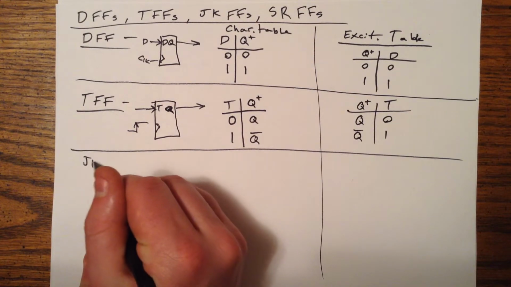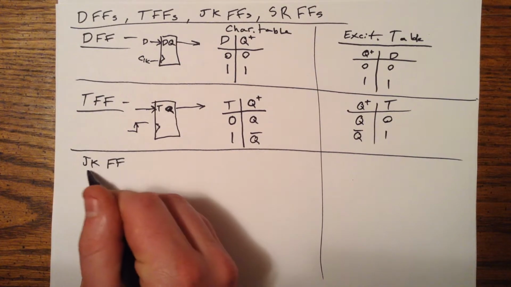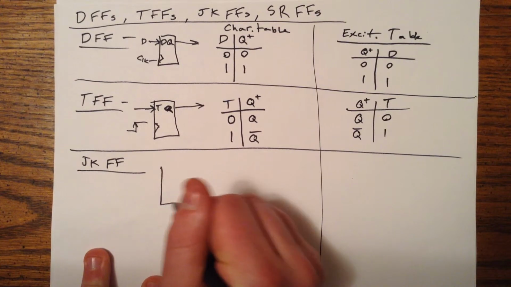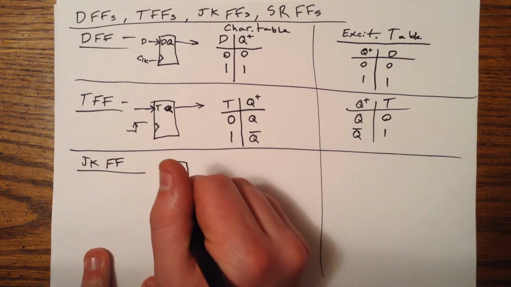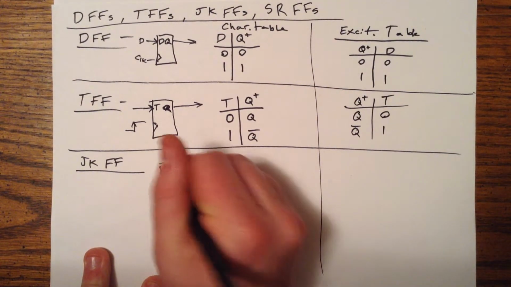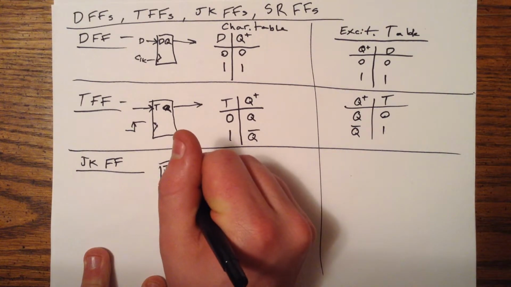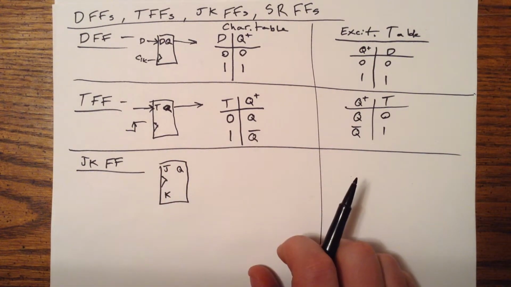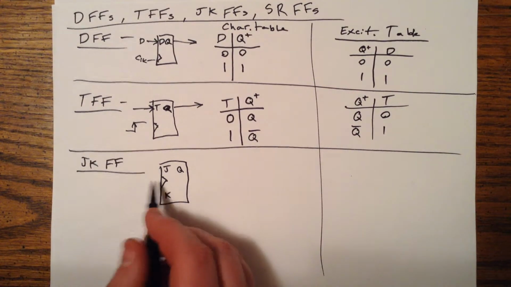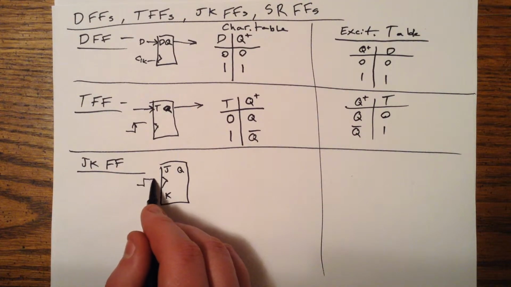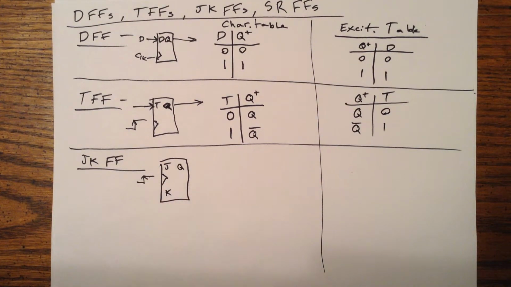So a JK flip-flop looks like this, and it's a little bit different from all the others. So J and K, and then Q being our output, right? And this is still our clock, so clock pulse. It still hits on the upward pulse of the clock. So a JK flip-flop, it's kind of like a latch, and I'll show you the truth table for what it is.